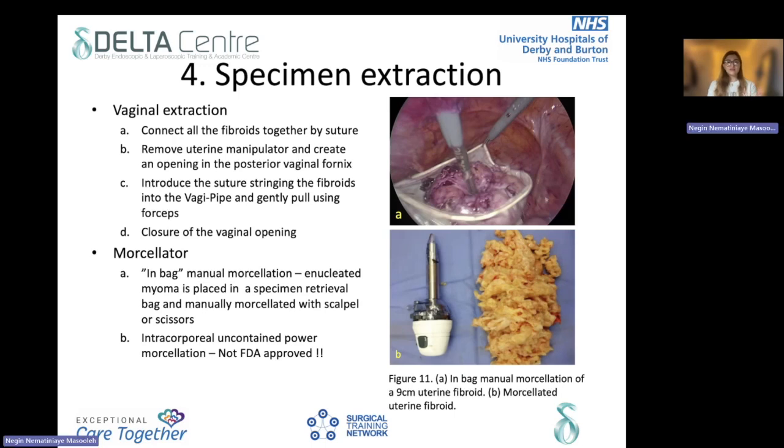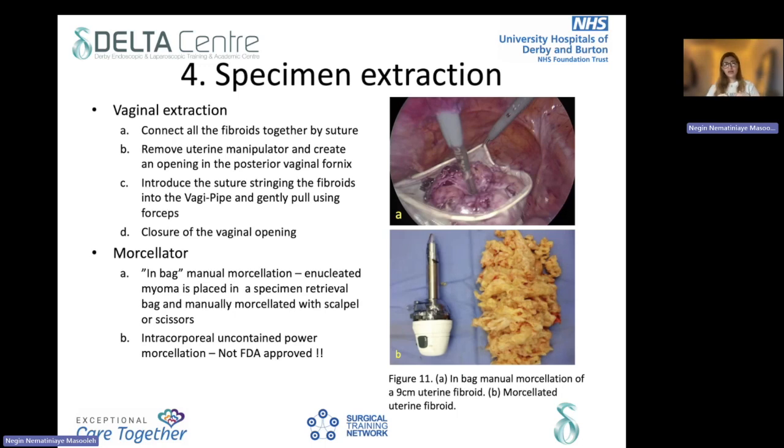So it's important to know because these fibroids are quite big. It's very rarely that you can take them out through the ports that you went in. So there are different ways you can do it. You can do a vaginal extraction. That's for when you have several myomas through your laparoscopic ports. You can connect them with sutures, and then you come out.